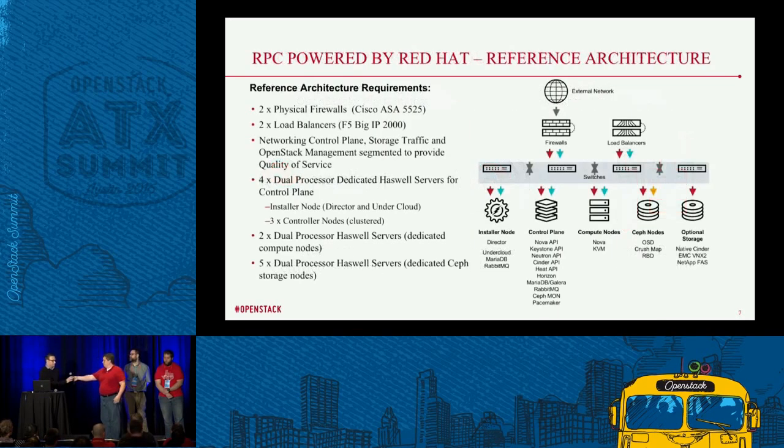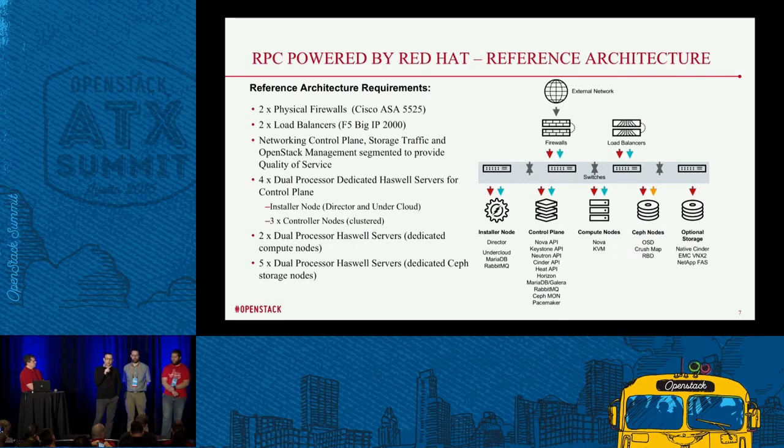And so next to talk about the reference architecture that was built to underpin the service offering is Nick. Thanks, Jeff. So RPC powered by Red Hat, the reference architecture. It consists of 2 physical firewalls, which are Cisco ASAs. We use 2 load balancers, which are F5s, for load balancing the actual APIs themselves. Network control plane, storage, traffic, and OpenStack management are all segmented to provide quality of service.